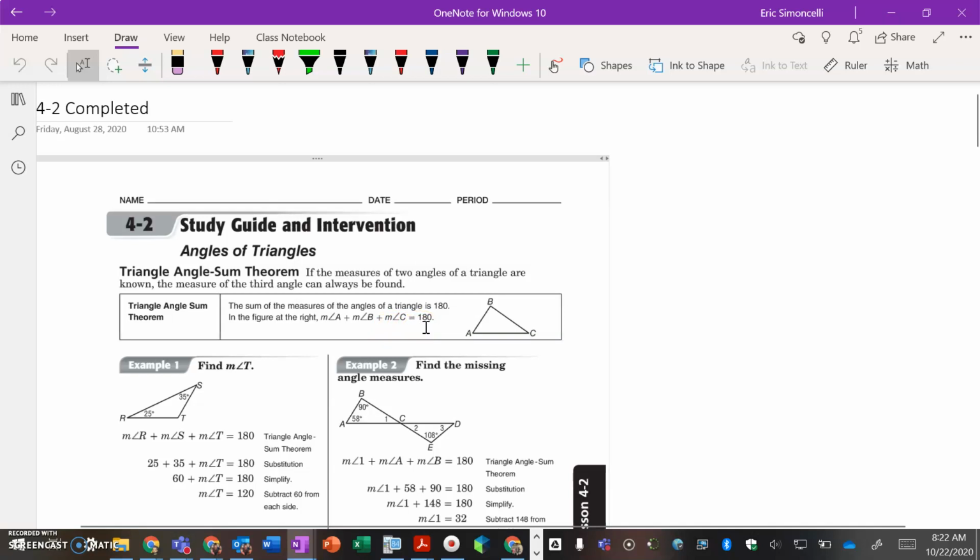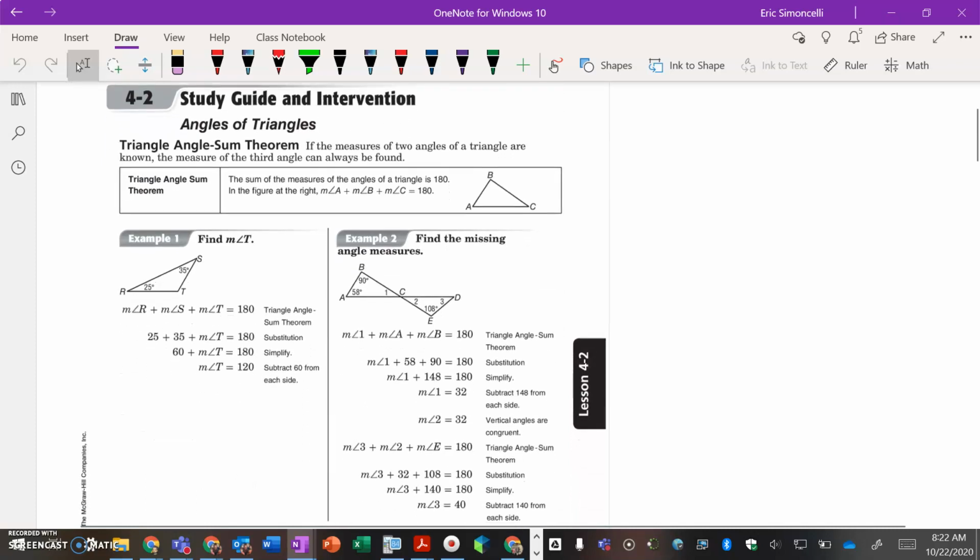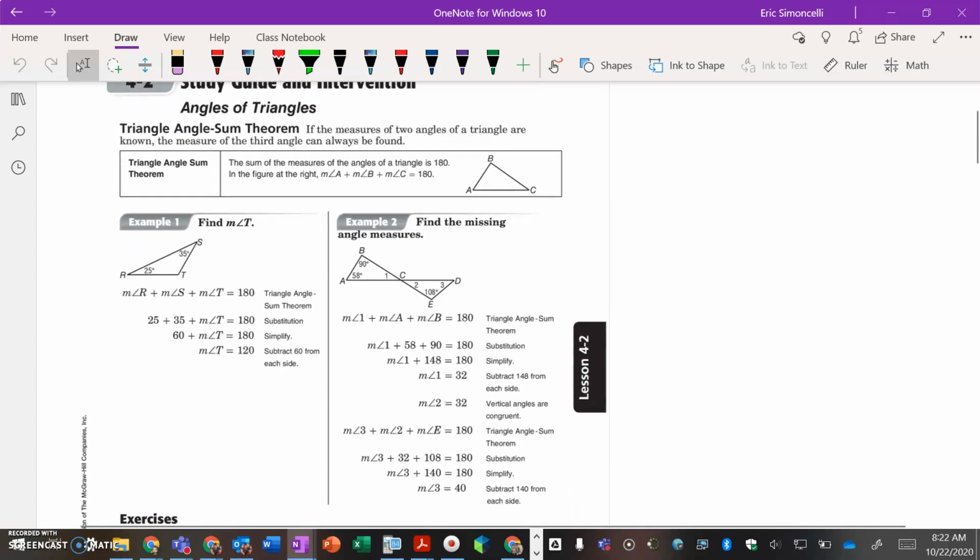Okay, so for Example 1, we are going to be finding the measure of angle T. You've got a 25-degree angle for angle R, a 35-degree angle for angle S. We don't know angle T, but if we set the measure of all three angles added together equal to 180, then 25 plus 35 plus the measure of angle T equals 180. 60 plus the measure of angle T is equal to 180, and subtracting 60 will yield 120 degrees for angle T. Example 2.